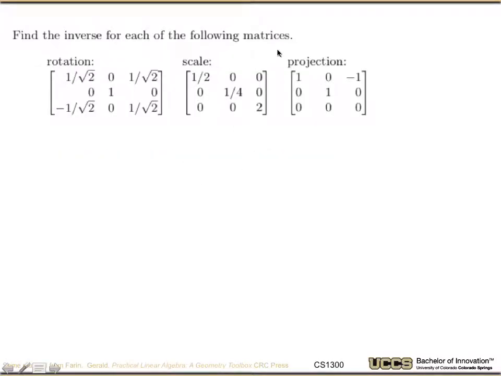Okay, so now let's look at some properties of these matrices. Find the inverse for each of the following matrices. First is this rotation, the scale, and the projection. This should be pretty easy, so I won't give you a lot of time. You should just be able to answer this without having to go back to the book.